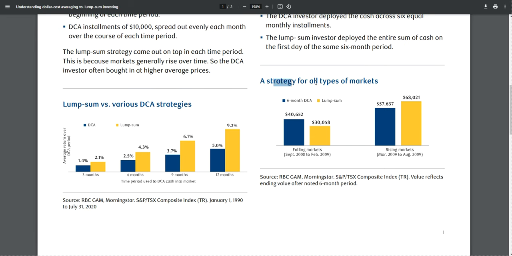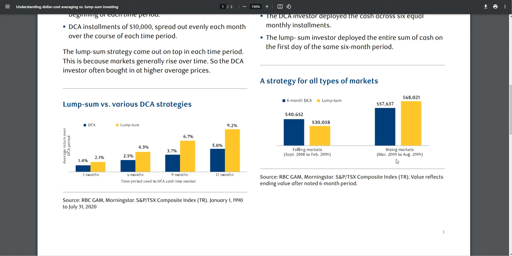Now this is the part that I was interested in. If you look at the strategy for all types of markets, dollar cost average for 6 months versus lump sum for 6 months, in a falling market. So if the market is falling, September of 2008 to February 2009, in that period of time, you would have made 10,000 more if you had dollar cost averaged, because the markets were going down. As they were going down, you were buying more for cheaper prices.